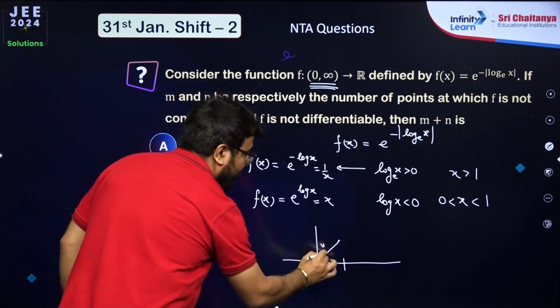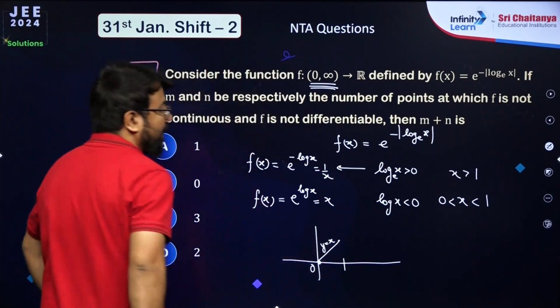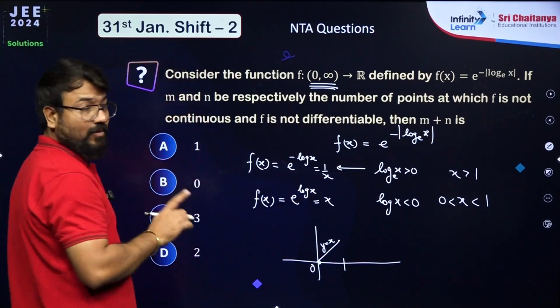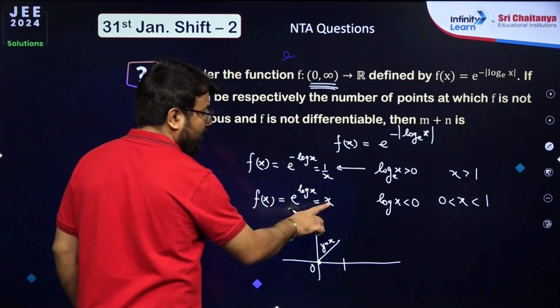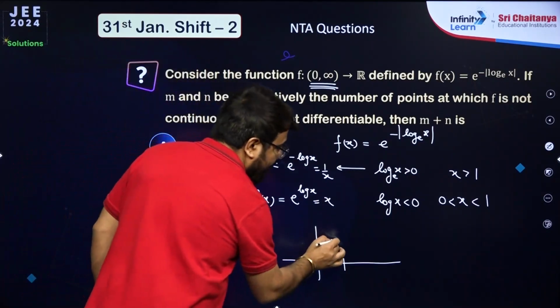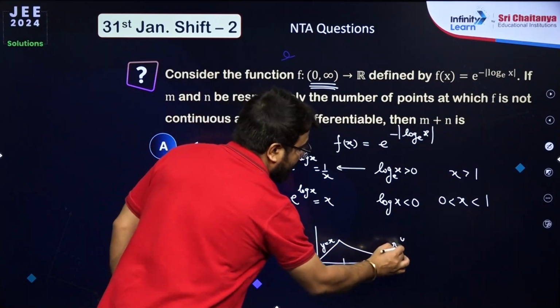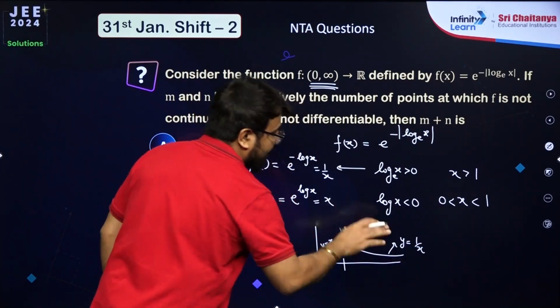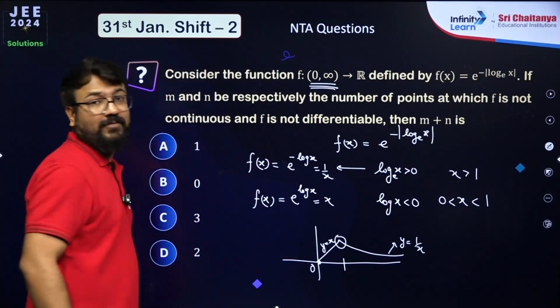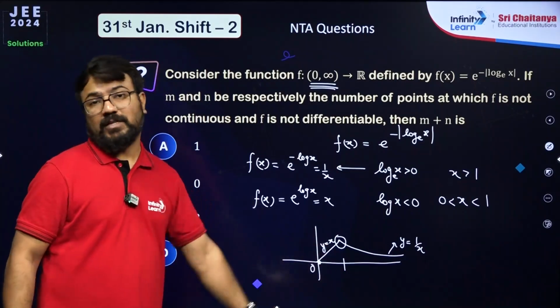This is the line y equals x. For x greater than 1, at x equals 1, the value of y is 1 also. This is continuous because at 1, both the values of y are the same, that is 1. In this way, this will be y equals 1 by x for x greater than 1. This is a point of non-differentiability, but at this point the function is continuous.